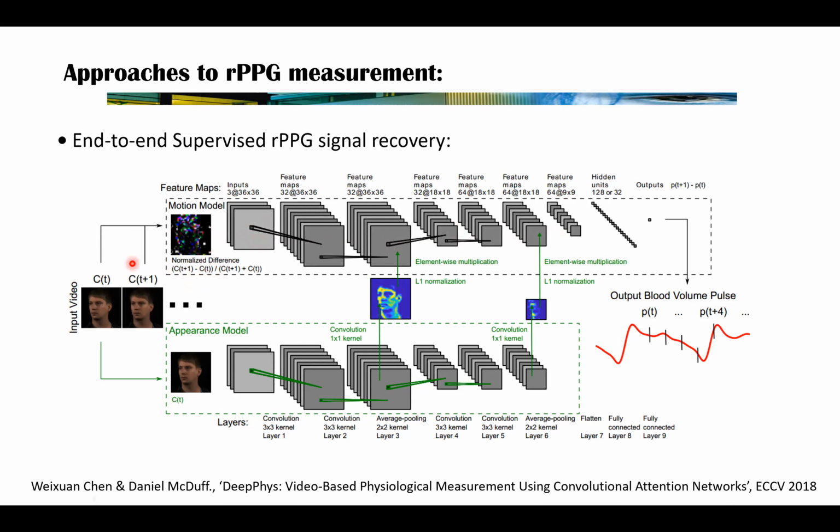And another branch is that it uses the current face frame to learn an attention map, for example, a skin attention map. And after that, it applies the attention back to the normalized difference frame, so that it will filter out the undesired background change, so that they can focus on the facial color change.